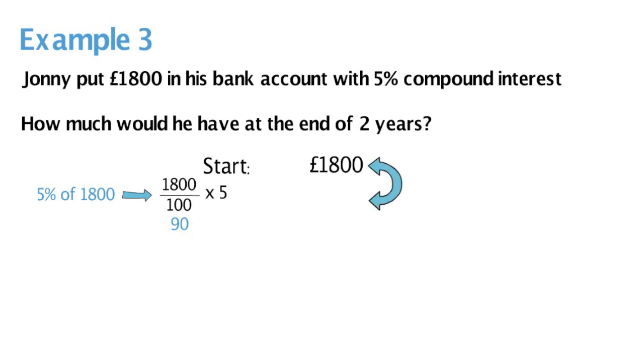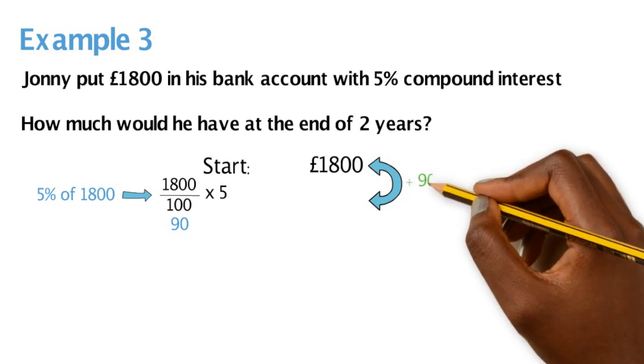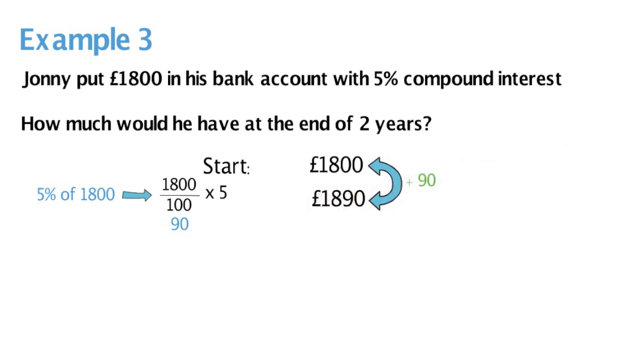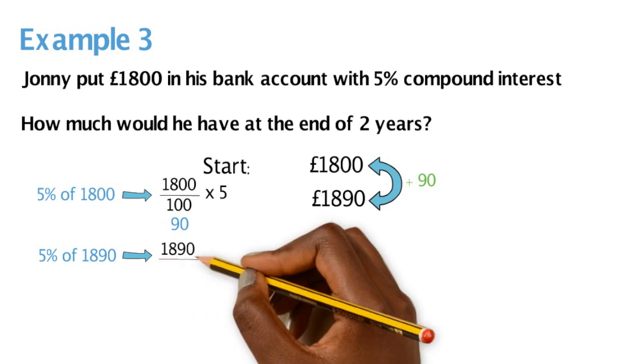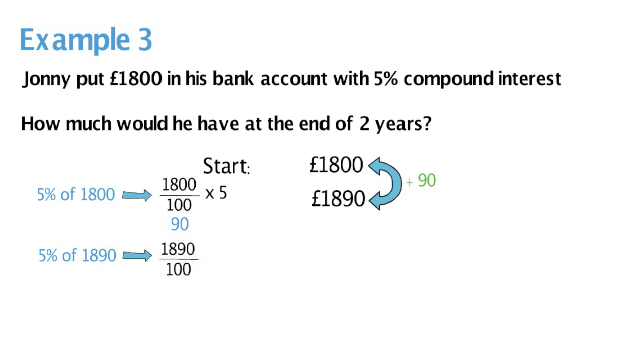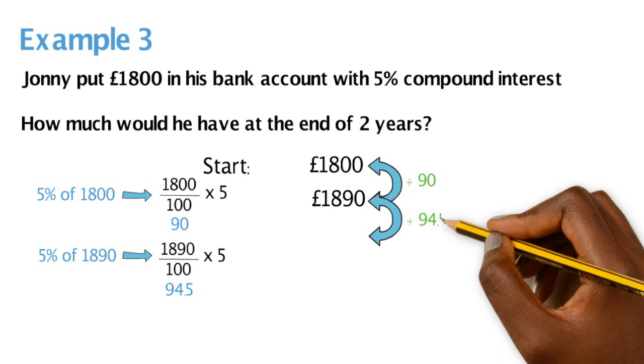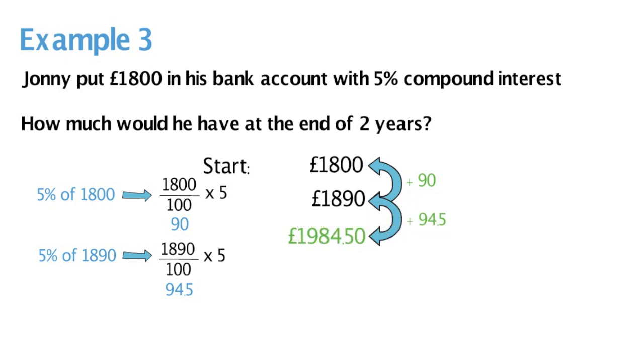So if we add that onto the original value, Johnny would be left with 1,890 at the end of 1 year. But because compound interest is always the interest of the previous year, we now have to work out 5% of 1,890, which is again 1,890 divided by 100 times by 5, which would leave you with an answer of £94.50. Add that on to 1,890, and at the end of 2 years, Johnny would have £1,984.50.